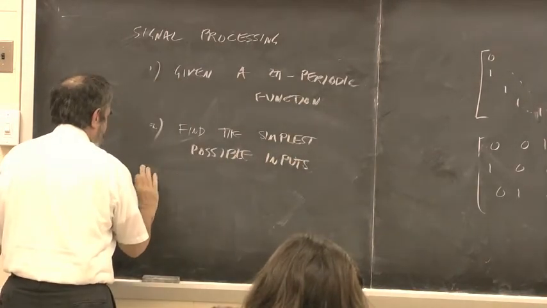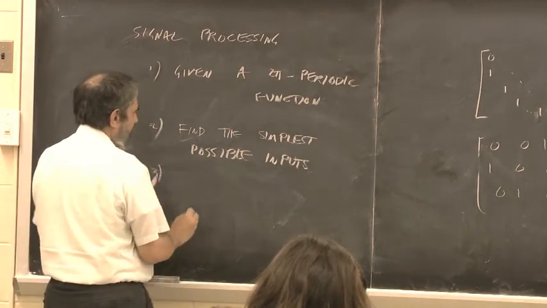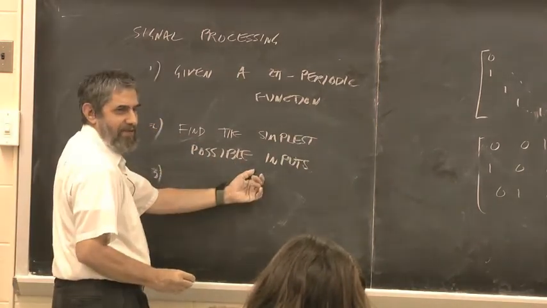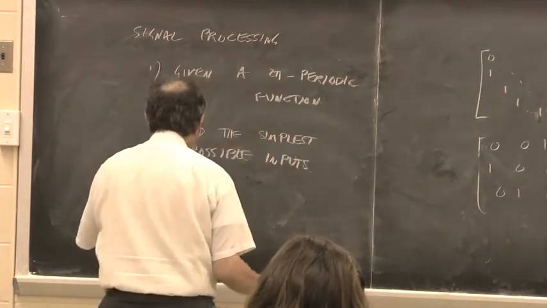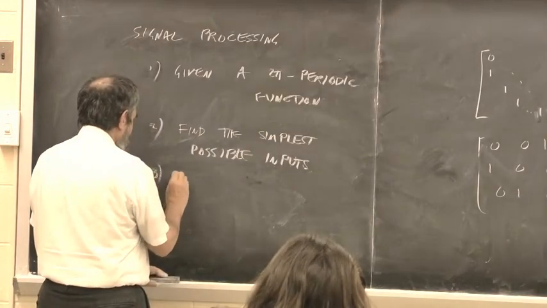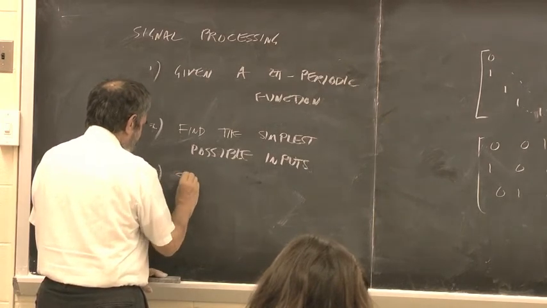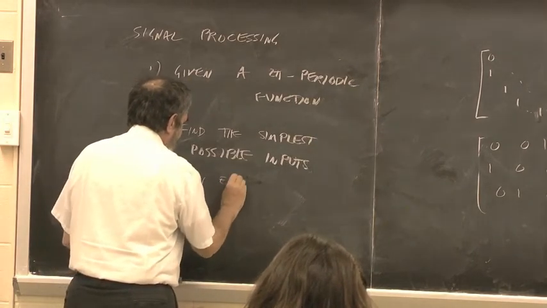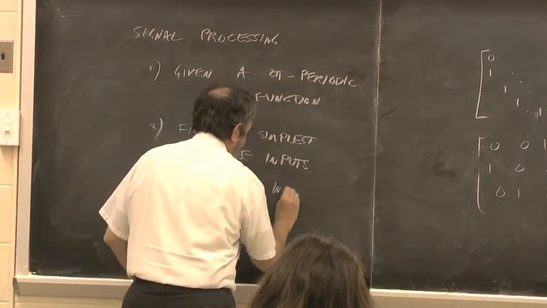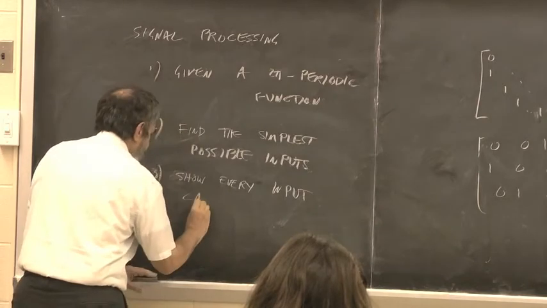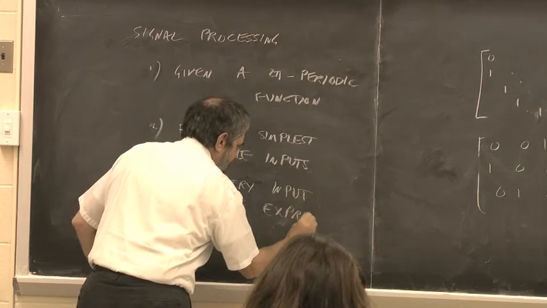And then the next thing that we want to do is, given a general input, try to express it in terms of these simple ones, sort of what we did in the eigenvalue and eigenvector discussion. Well, I guess we didn't do that part. So actually, the hard question is to show that every input can be expressed in terms of these simple ones.